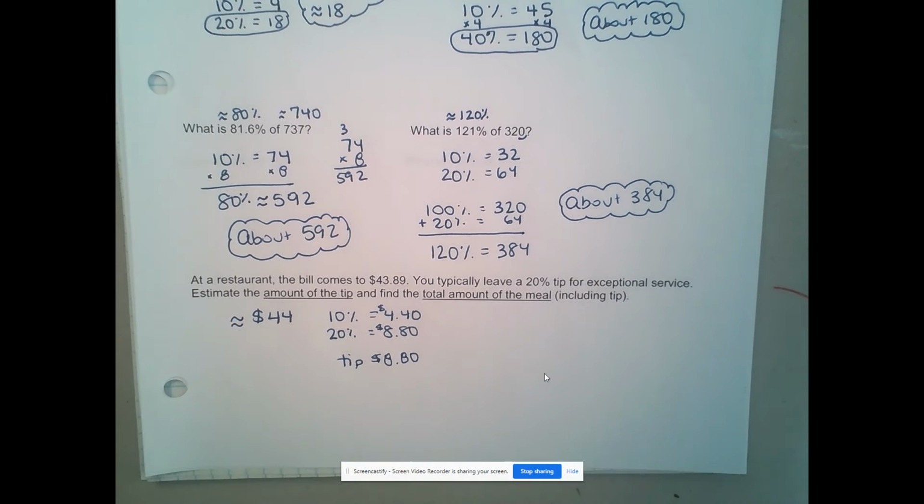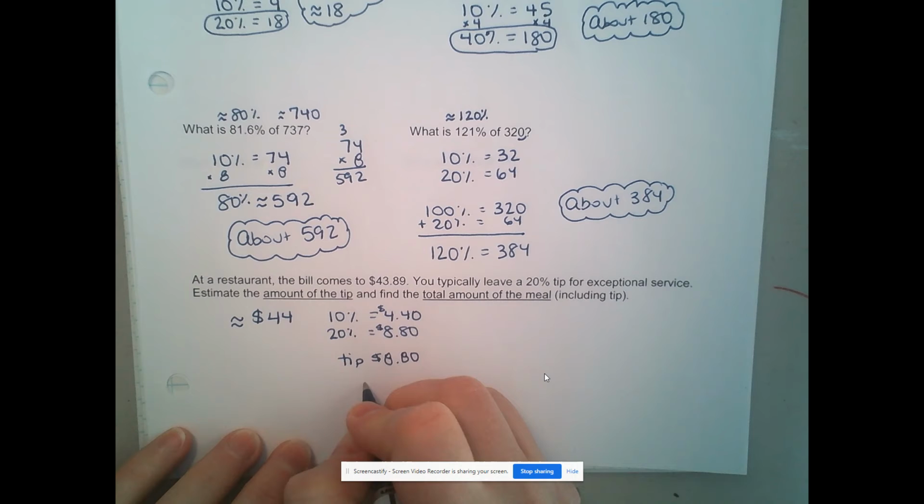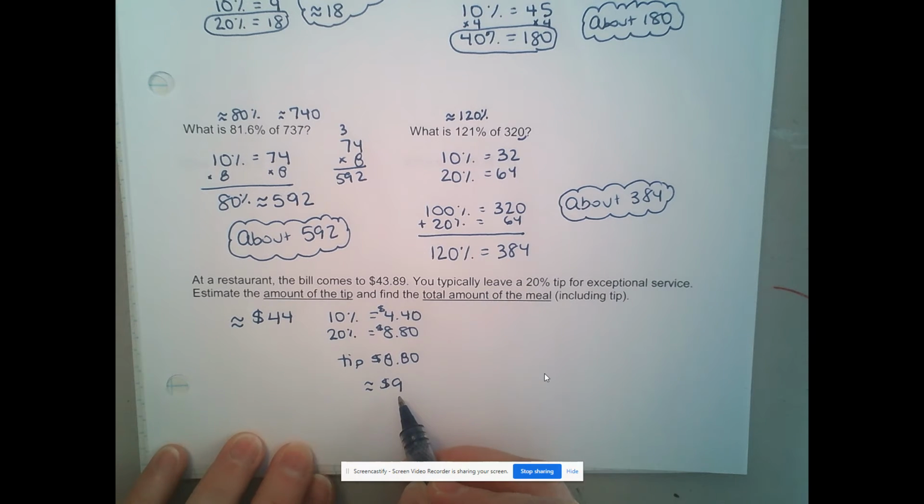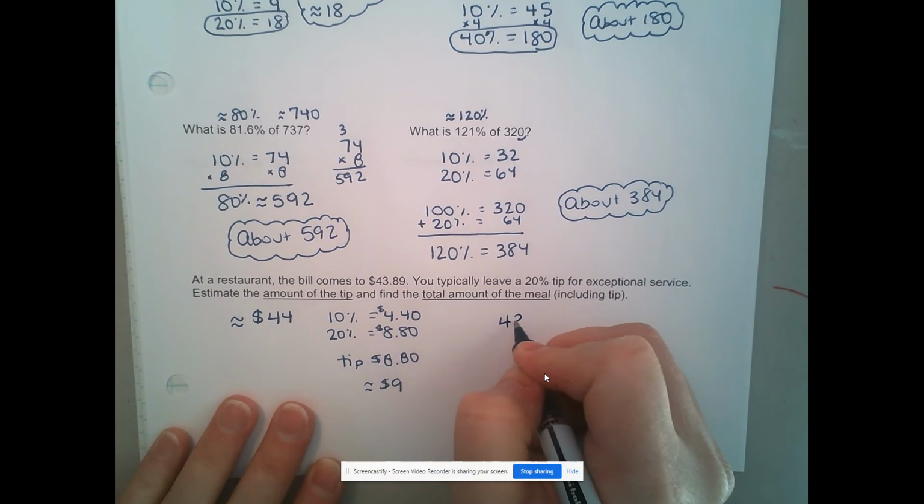So I might leave a tip of $8.80. Now, depending on the person, you might do this differently. You might just say, I'm going to say $9. It was really good. I don't want to deal with the change. So you might go with $8.80. You might go with $9 for the tip. Either one is fine.